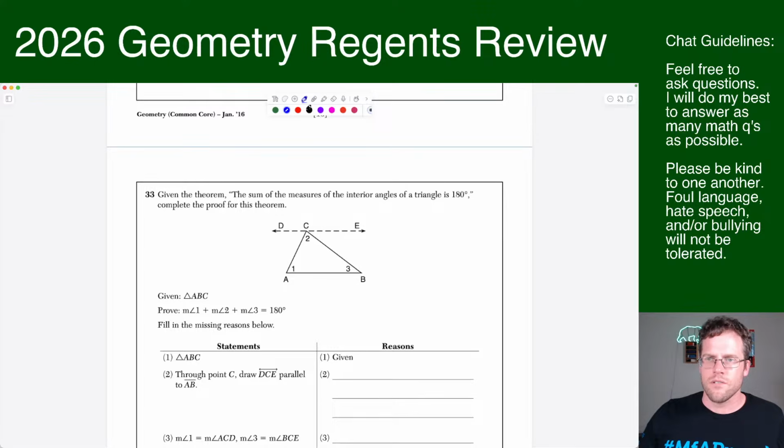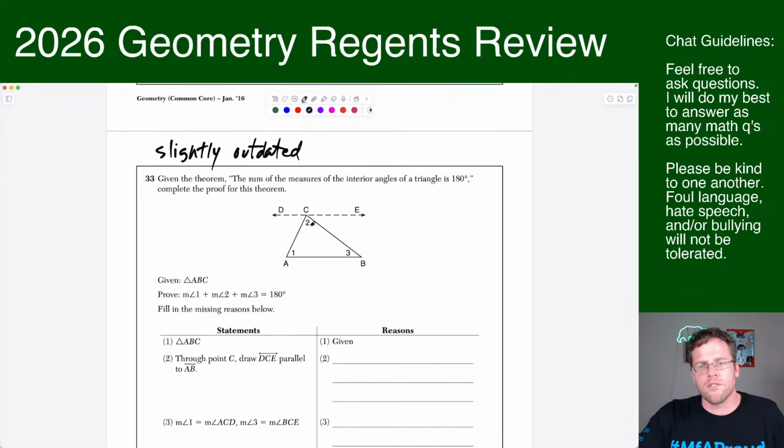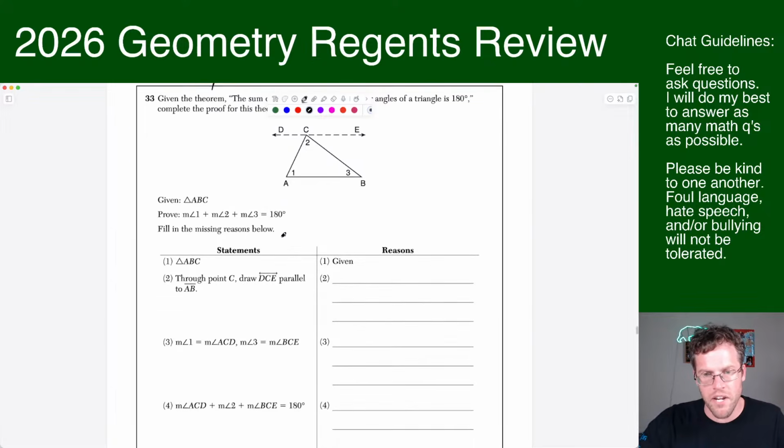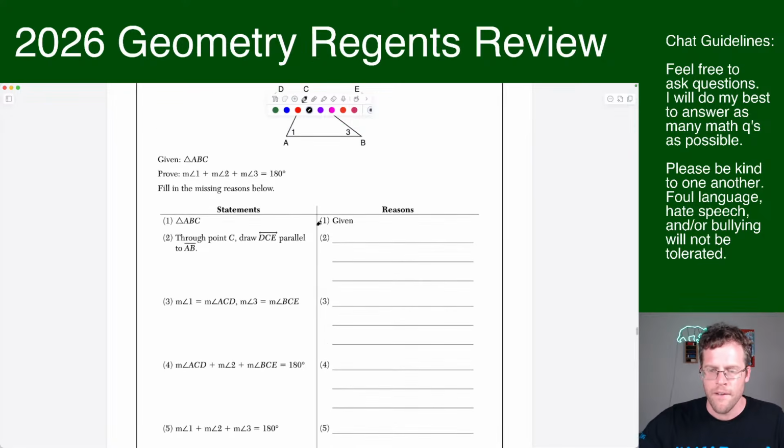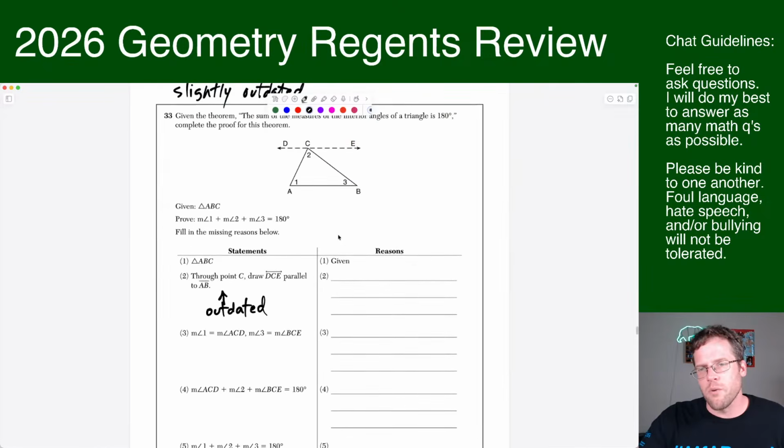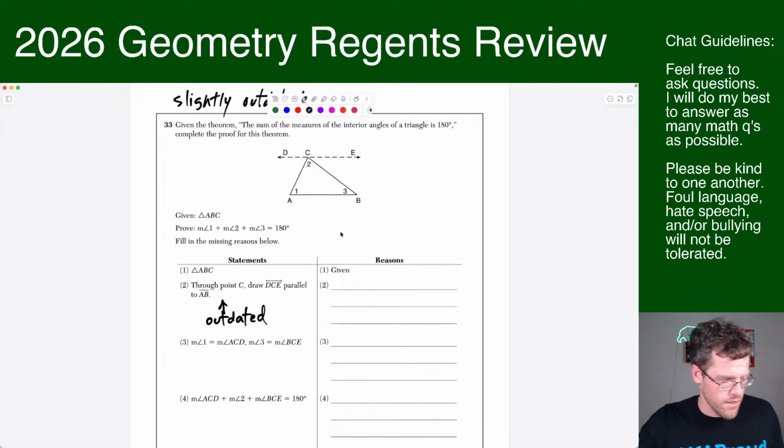All right, this one I'm going to say is slightly outdated, but maybe it's coming back, I don't know. It's a nice proof, a fun idea. They say, prove that the sum of the angles inside of a triangle is 180 degrees. They gave the statements and left the reasons out. This is the only part that's outdated. I haven't seen this one in a long time, because this was when the Regents was new, so they were overcooking it a lot. It made a lot of kids upset, so they started cooking it less.